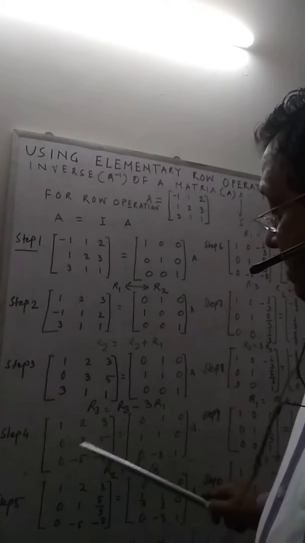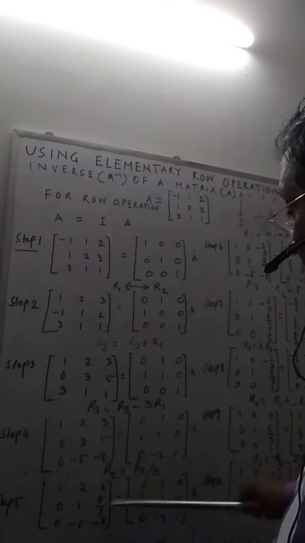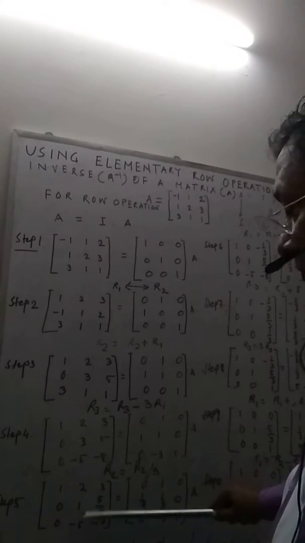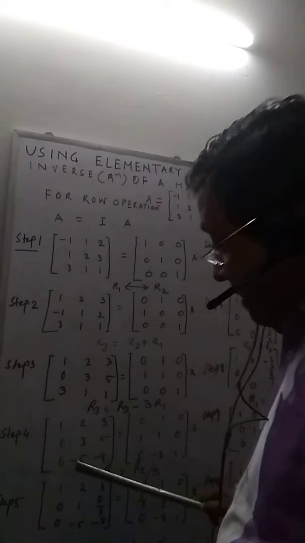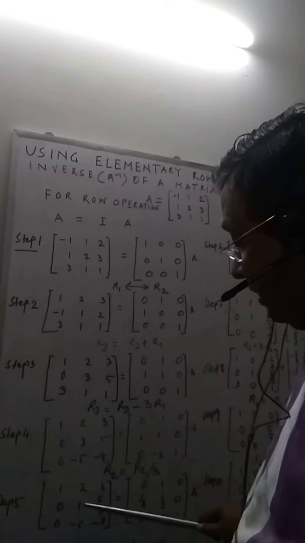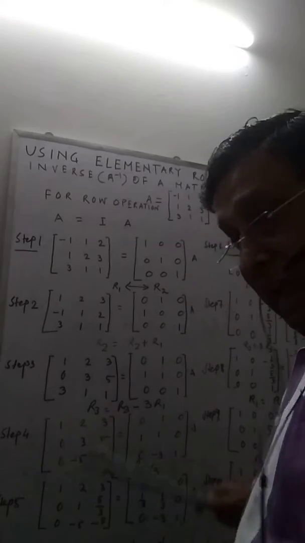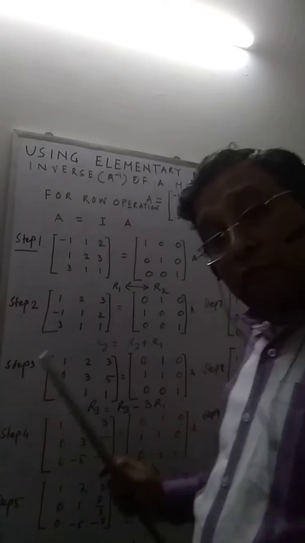What I have done to make it 1, I have done R2 = R2/3. If I do R2 = R2/3, the entire row: 0/3 = 0, 3/3 = 1, and 5/3. Always remember, once you have turned a position into 1, 0, 0, whatever operations you do afterwards, these 1, 0, 0 will not change. And again, if I have changed it to 1, then in due course of other operations, I cannot change this 1 again. So, if you don't follow my algorithm, you will be in trouble.